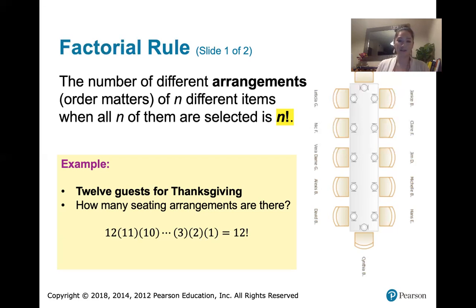And then you've only got 1 person left for the last seat. So you have 12 times 11 times 10 times 9 times 8 times 7 times 6 times 5 times 4 times 3 times 2 times 1, which is 12 factorial.